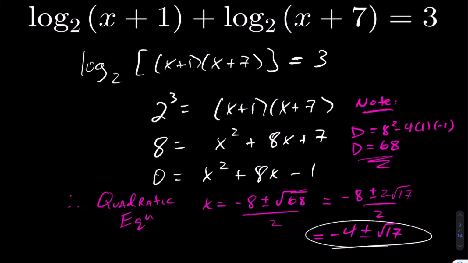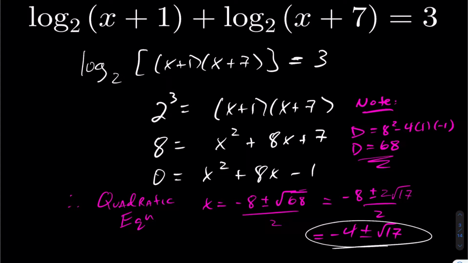A quick discriminant check tells me the discriminant here is 68, so I have two irrational roots. And then I had to go to my quadratic equation, and I'm getting negative 4 plus or minus the root of 17. Now you have to make sure that your logarithm itself is defined.